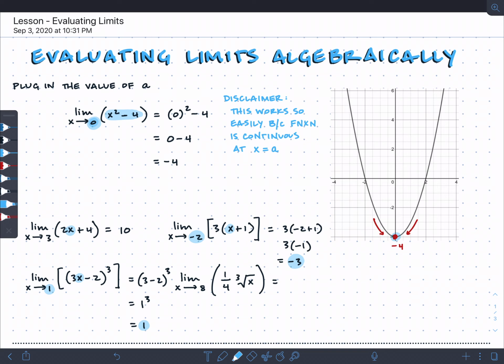And then last, if a is 8, cube root of x is a continuous function at 8, so I can plug that in there, and I have 1/4 times 2, or 1/2. So everything's nice because our functions are continuous and we can plug in those values of a.